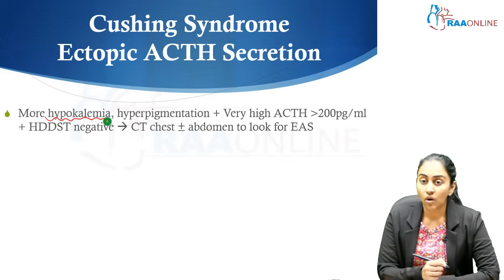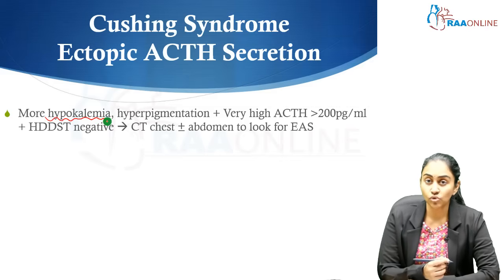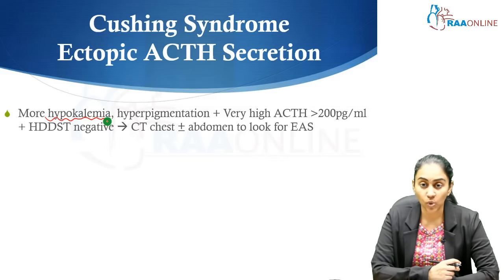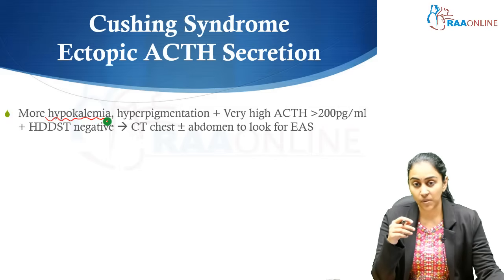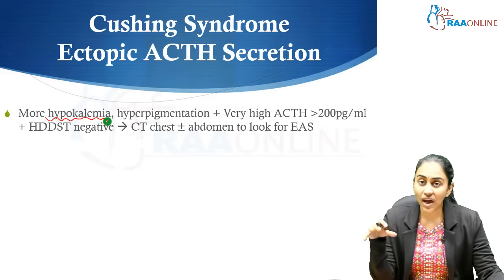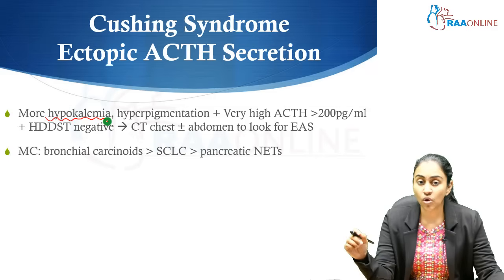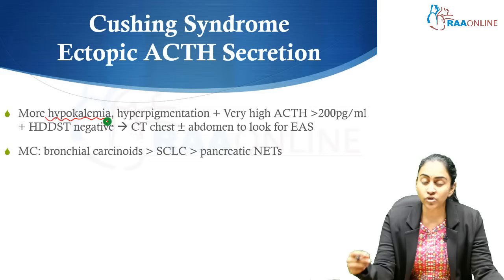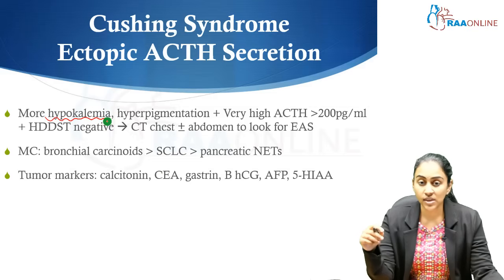Not only that, all this ectopic ACTH is going to be associated with an increase in the secretion of ACTH precursors like pro-ACTH and POMC, and that's going to contribute to hyperpigmentation. So, when you have this kind of syndrome, think about ectopic ACTH secretion, and as I said, the most common cause is going to be bronchial carcinoids, followed by small cell lung carcinoma and then pancreatic neuroendocrine tumors. Often a CT of the chest plus or minus the abdomen is going to be helpful.